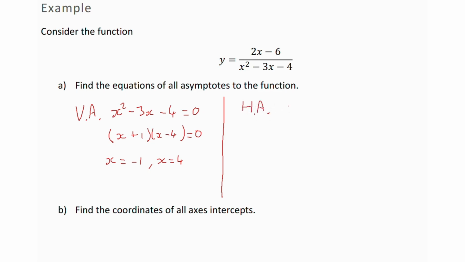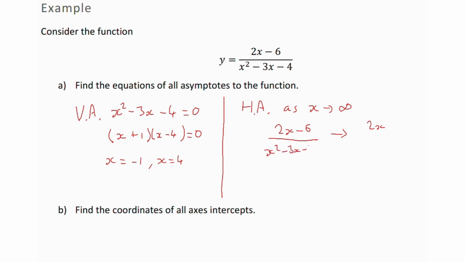Horizontal asymptotes are what happen as x tends to infinity. Now, as x tends to infinity in this case, what happens? Well, in the numerator, we have a linear power of x, so that is infinity. But in the denominator, we have an x squared. Let's think about what happens. 2x minus 6 tends to 2x.